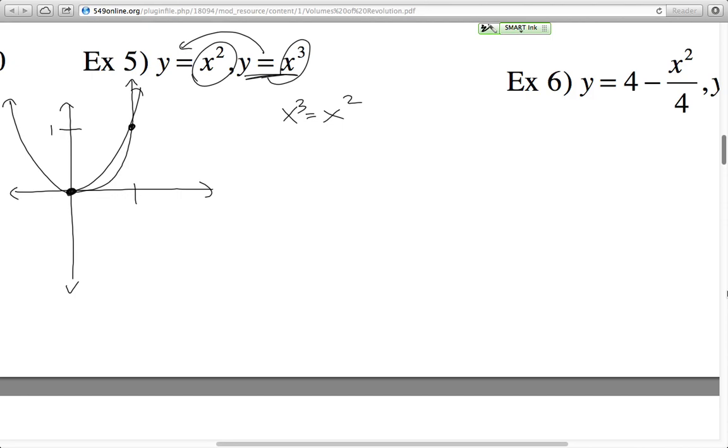If I set these equal to each other and set it equal to 0, I'm going to get x cubed minus x squared equals 0. Factor out an x squared, we end up with x minus 1.